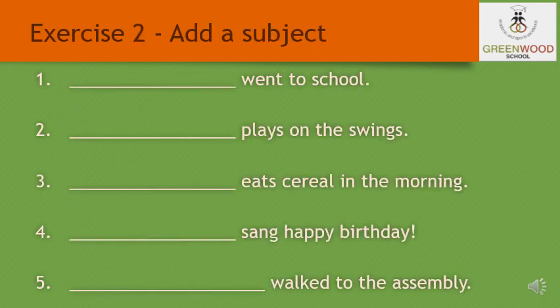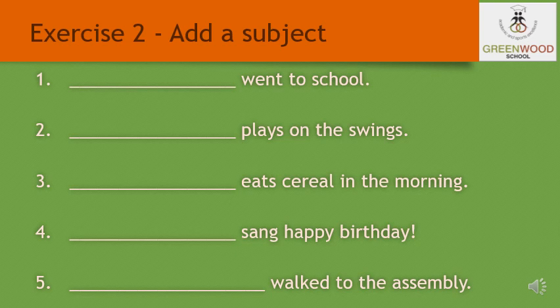Let's take exercise 2. Over here, you have to add a subject. You can add your own subjects and then we will see the answers. The first one. Dash went to school. Who do you think goes to school? Second, Dash plays on the swings. Third, Dash eats cereal in the morning. Fourth, Dash sang happy birthday. Fifth, Dash walked to the assembly.